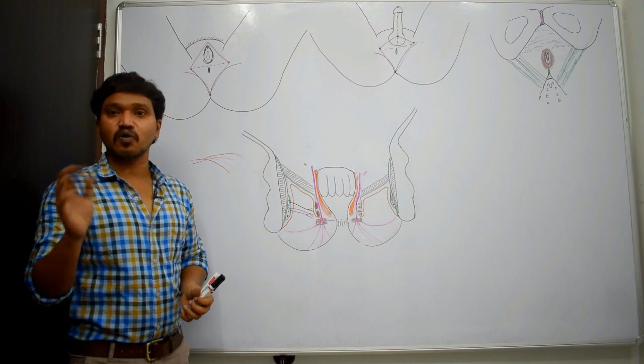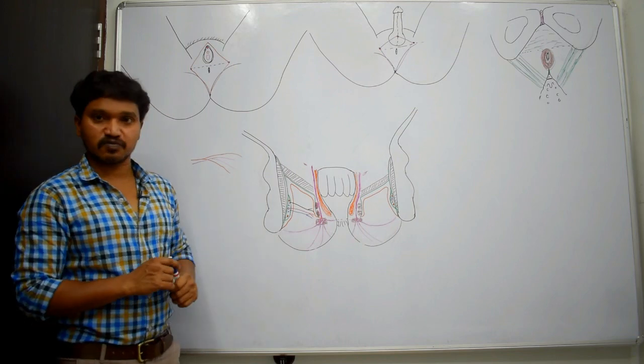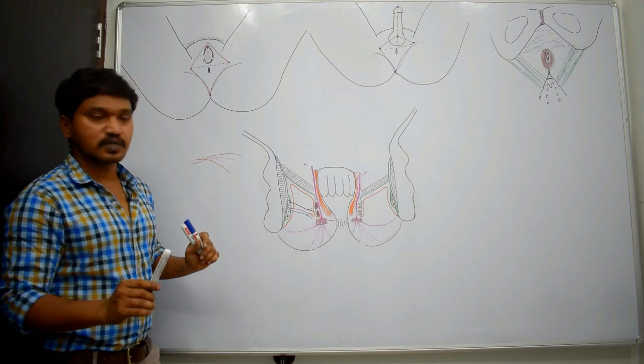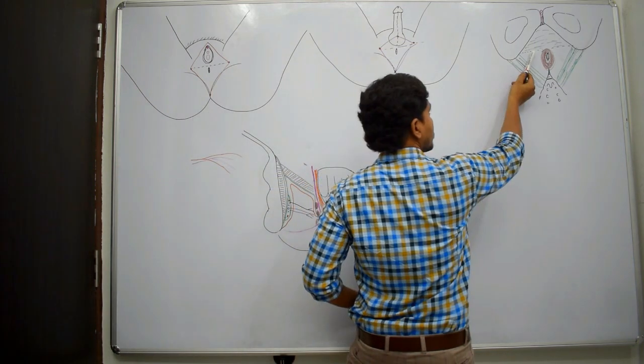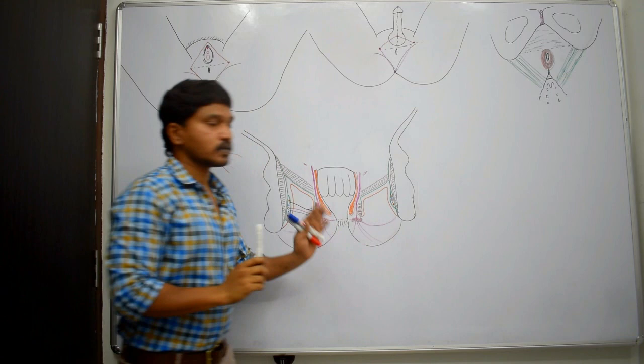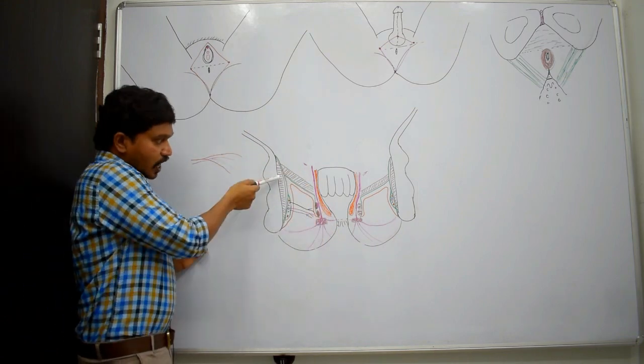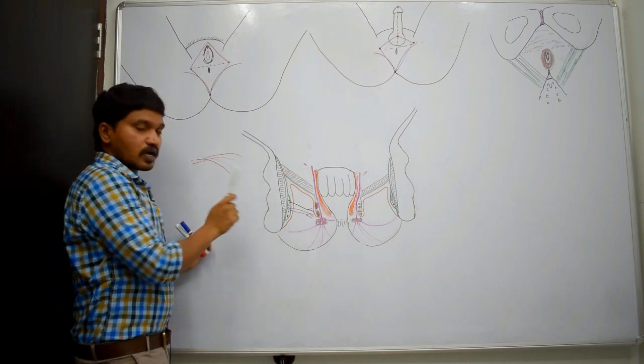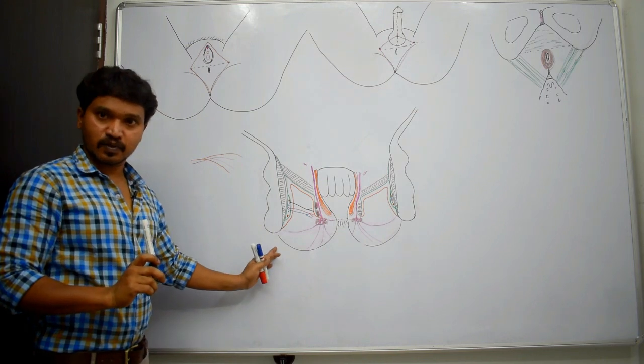Now we will see what are the boundaries and contents of ischiorectal fossa. Now we will see the boundaries. Anteriorly perineal membrane, posteriorly sacrotuberous ligament and covering gluteus maximus. Then laterally obturator internus and fascia covering the obturator internus. Right?